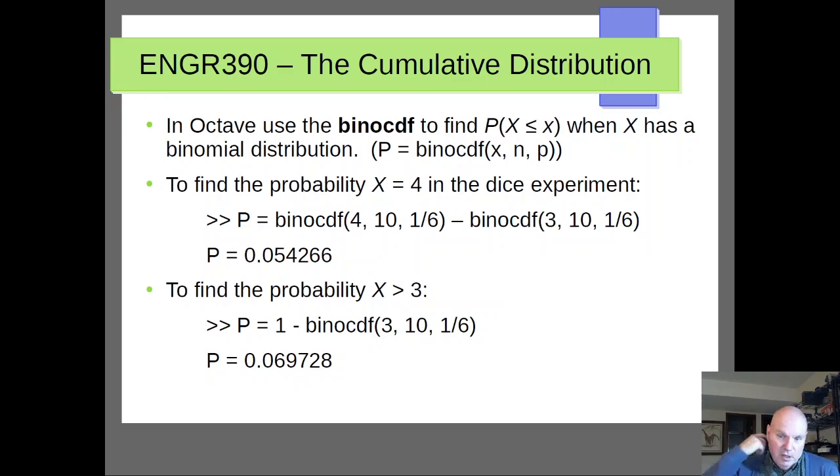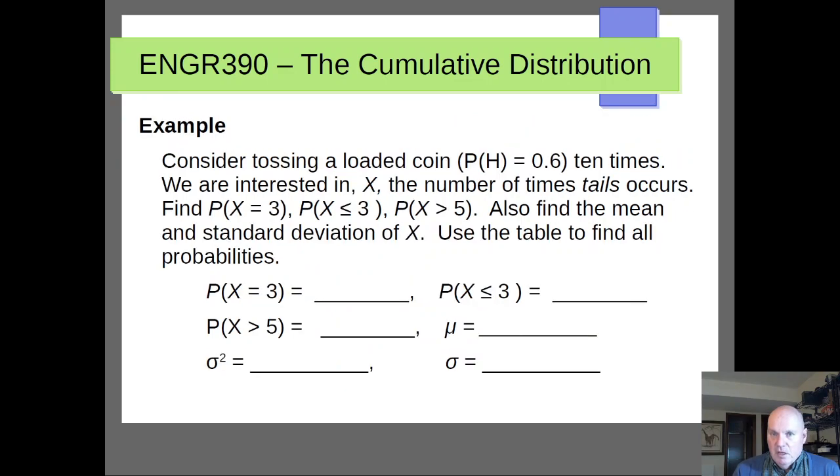Now to find the probability that x is greater than 3, we'll subtract from 1 the probability that x is less than or equal to 3. So for these types of probabilities, the CDF is much easier to use. And we get immediately the 0.069728 value that we had previously.